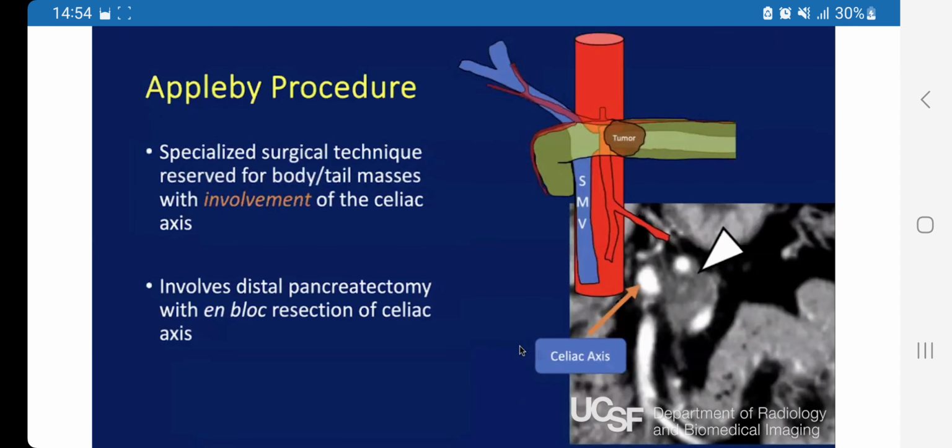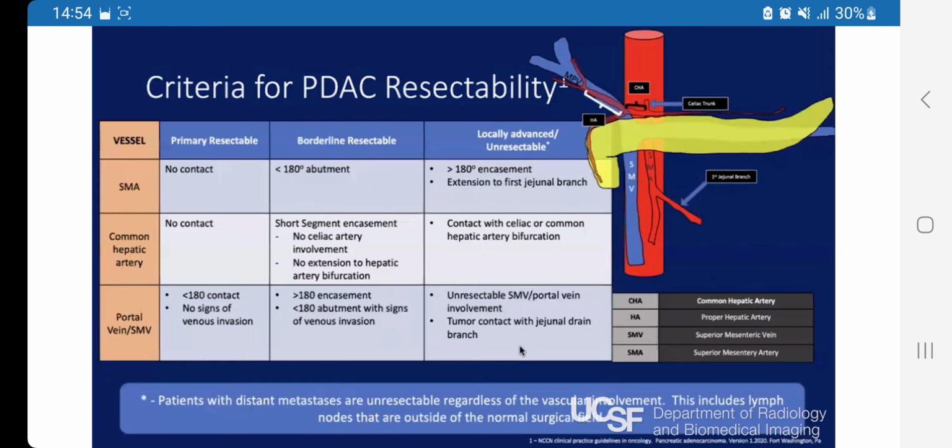If the pancreatic tumor is in the neck-body region with encasement or involvement of the celiac axis, a DPC-CAR procedure can be done, where the surgeon removes the celiac artery en bloc and the tumor with it. So based on these proximities and the surgical techniques, for different vessels the guideline has determined different degrees of involvement, which determine the degree of resectability.